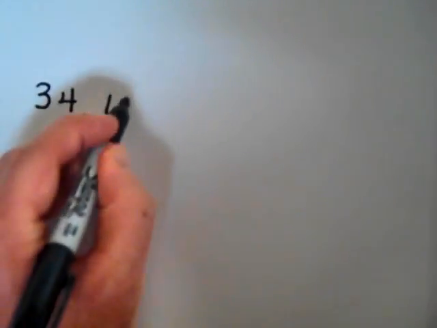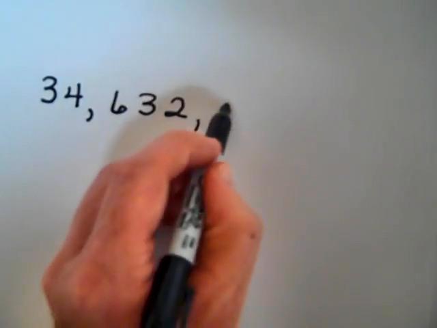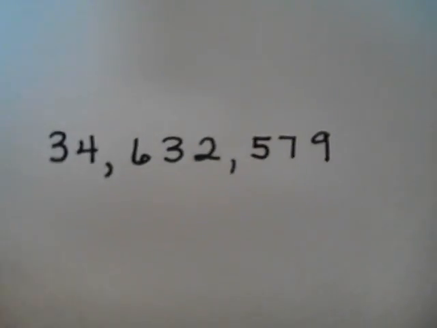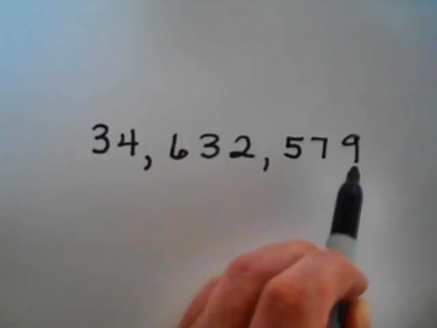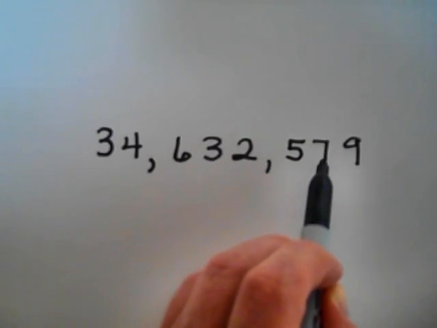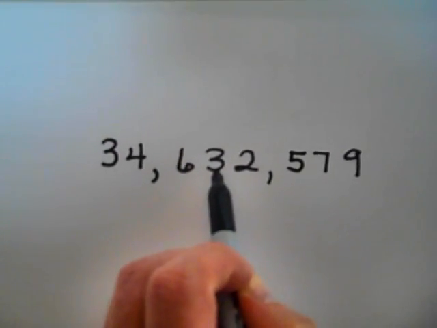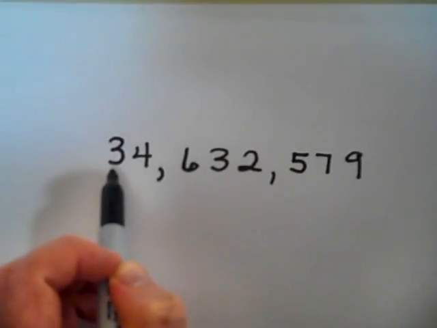So I'm going to write a number out here. Let's say 34 million, and I'm going to do my comma, 632,579. So reviewing just our places, we're going to start at the right side of the number and we're going to work our way up. This is the ones place, tens place, hundreds place, thousand, 10,000, 100,000, million, and 10 million.